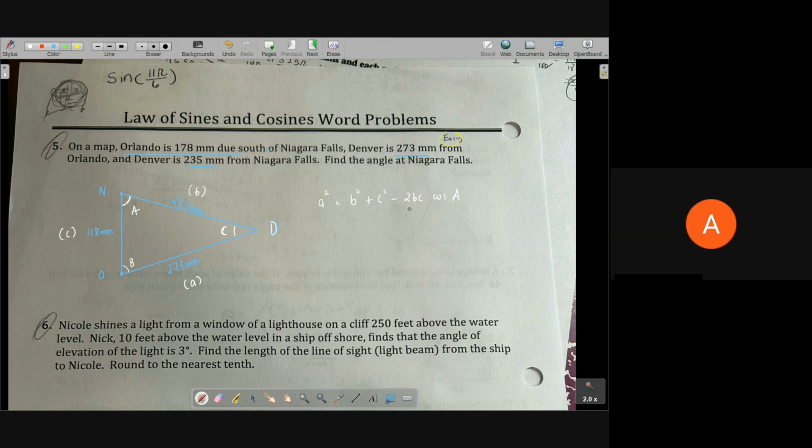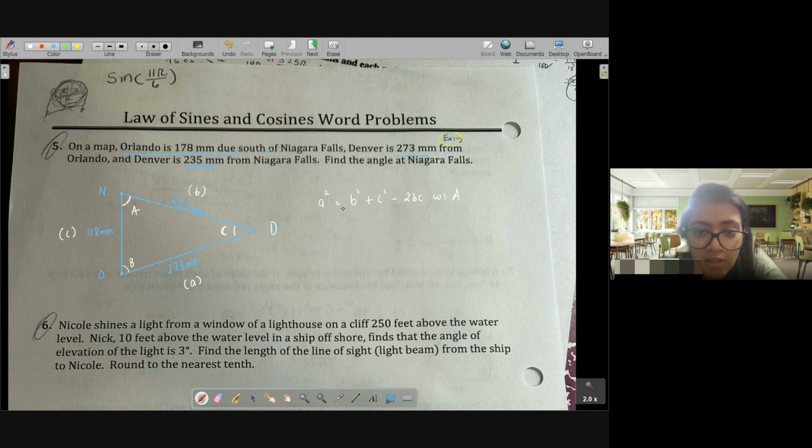Okay, so now here we have all the values. Small a is 273. Small b is 235. Small c is 178. So 273 squared is equal to 235 squared plus 178 squared, minus 2 times 235 times 178 times cosine of angle A. We don't know angle A, that's what we have to find out. Now we'll need our calculator.